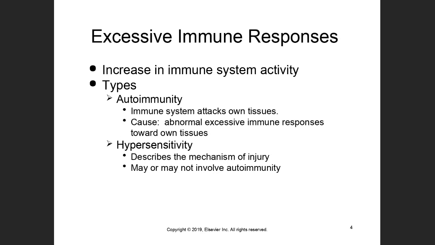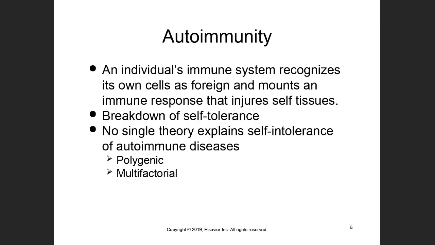Autoimmunity is an immune system attack on tissue. That's why we have some types of diseases that are autoimmune diseases, because it's a problem in the immune system. And hypersensitivity describes a mechanism of injury that may or may not involve autoimmunity. In autoimmunity, an individual's immune system recognizes its own cells as foreign.